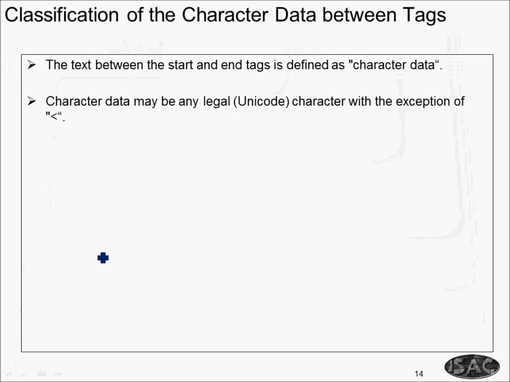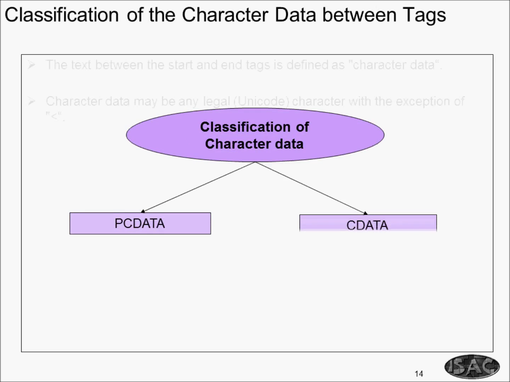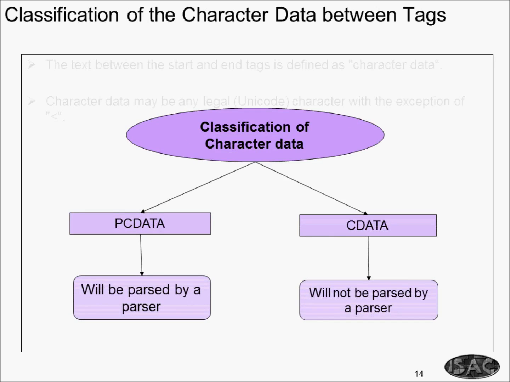Now we saw an example just a few minutes back, that there is a name and then there is a Jackie Chan. So there was a tag and there was character data between them. The text between start and end tag is defined as character data. Character data may be any legal Unicode character, with the exception of less than or greater than and special characters. We'll see about those special characters in a few moments.